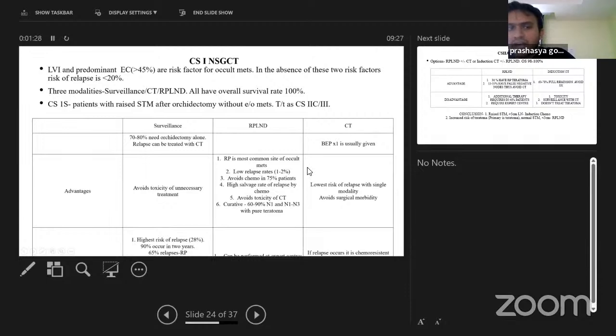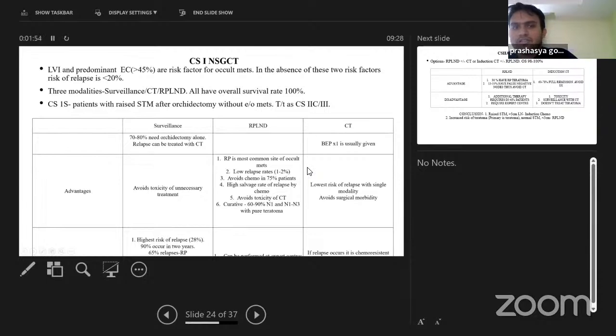However, it has the highest risk of relapse among all the modalities, that is 28%, and 90% of these relapses occur within 2 years. Most of these relapses, about 65%, occur in the retroperitoneum. And these relapses can be treated either with chemotherapy or with retroperitoneal lymph node dissection.